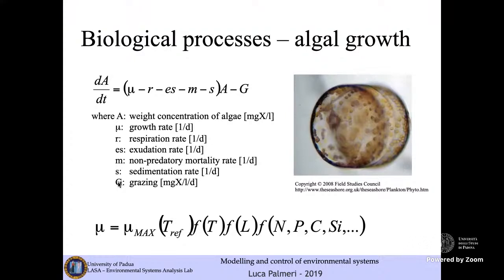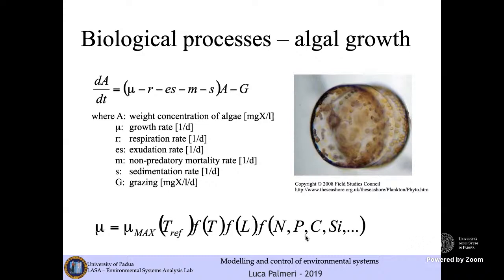We have already anticipated that, as is customary for all these parameters or submodels, we may write, for example, let us explicitate the growth rate. We may write that the growth rate mu is equal to a maximum growth rate at the reference temperature, and very soon we will see what we mean by reference temperature, multiplied by a series of what we call limiting functions, FT, FL, FN, FP, FC, FSi for silicates, and so on.